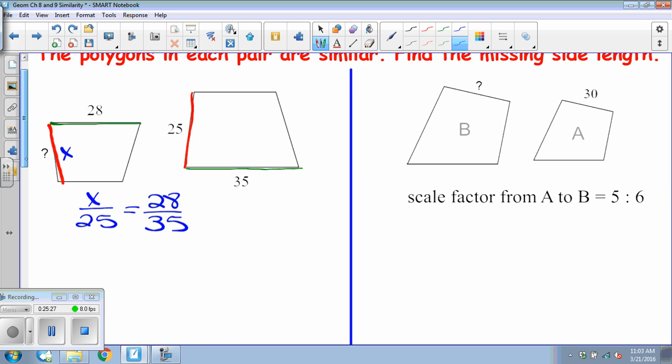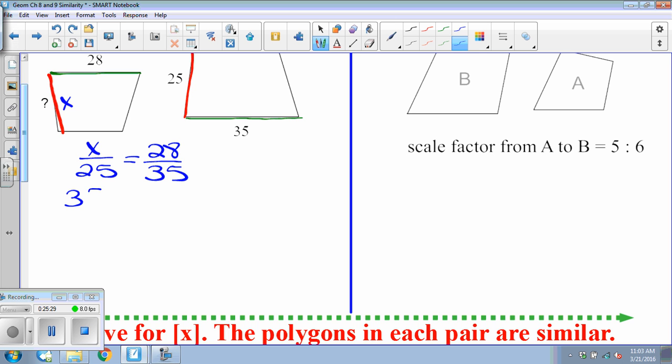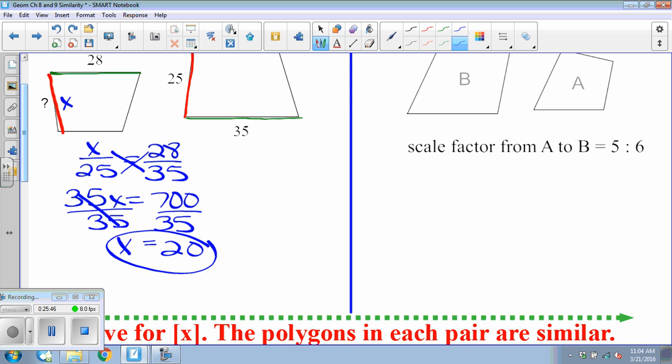Okay? And so then we cross multiply, and we get 35x equals 25 times 28, 700. Divide both sides by 35, and you get x equals 20. Okay, so the question mark equals 20. All right? Any problems with that one? Is it okay? Good? Okay.